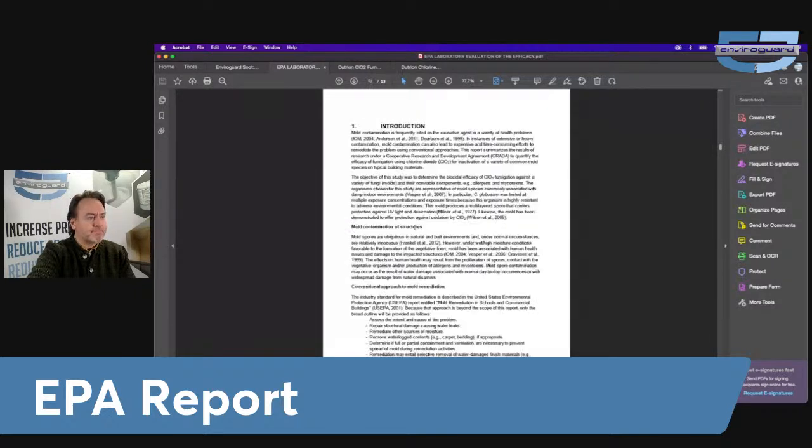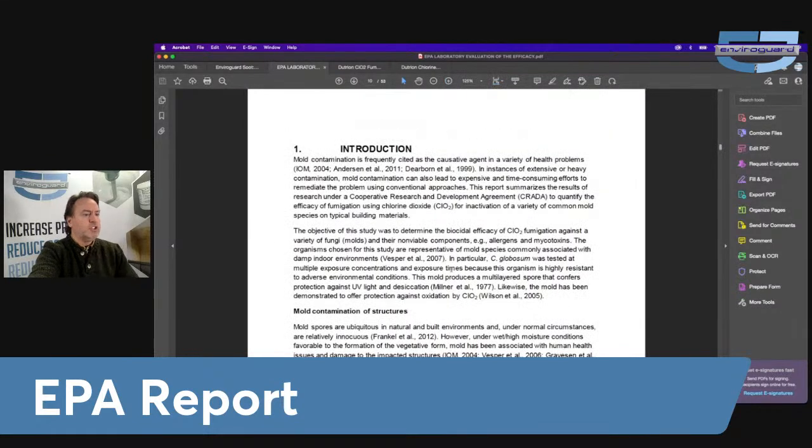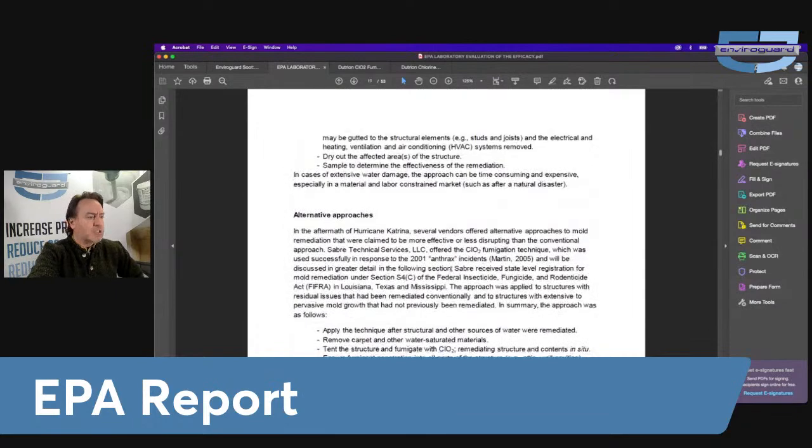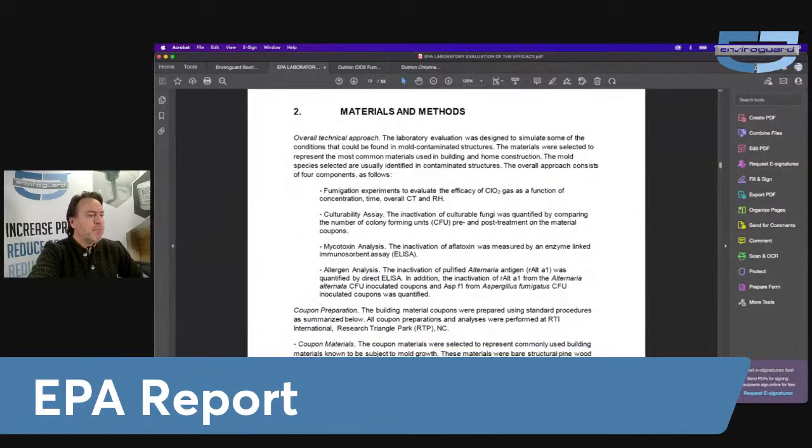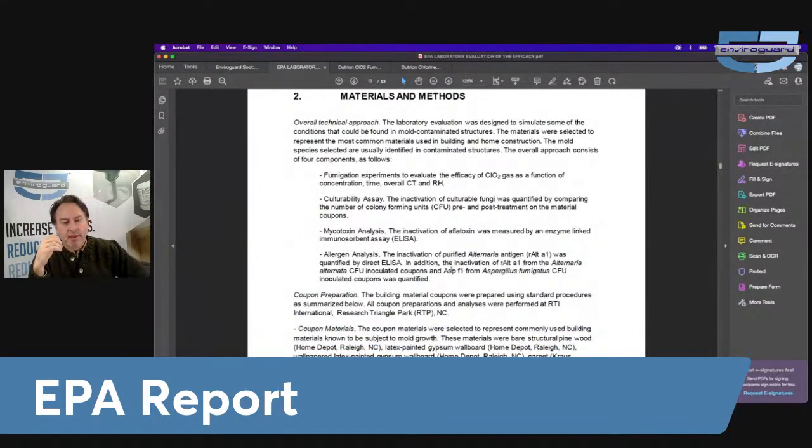Okay. So one of the first things we want to jump into is the background. Maybe let's jump into some materials and methodologies first. The overall approach you can take away from this is fumigation experiments to evaluate the efficacy of chlorine dioxide gas as a function of concentration, time, overall CT, and relative humidity.